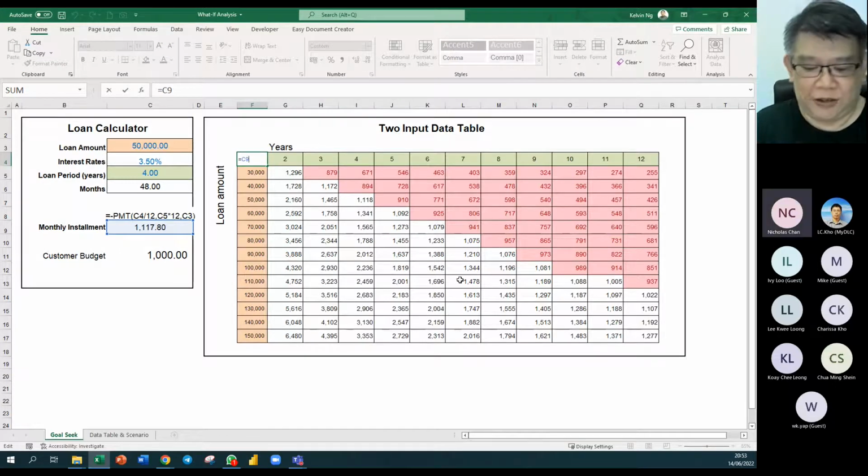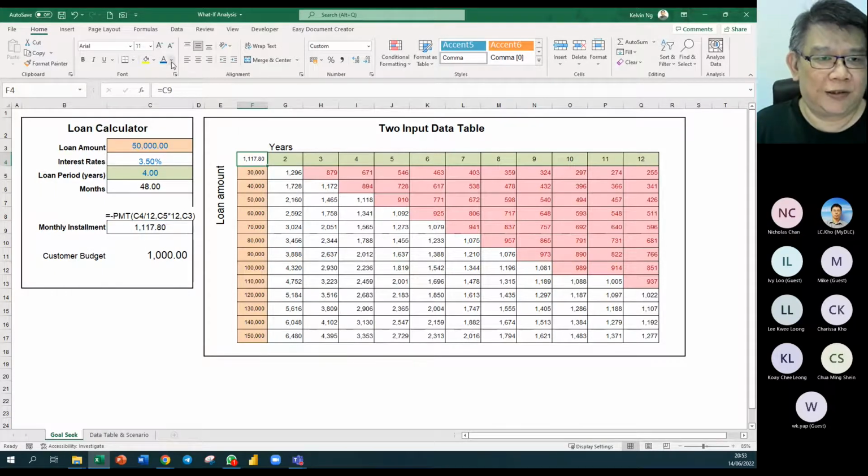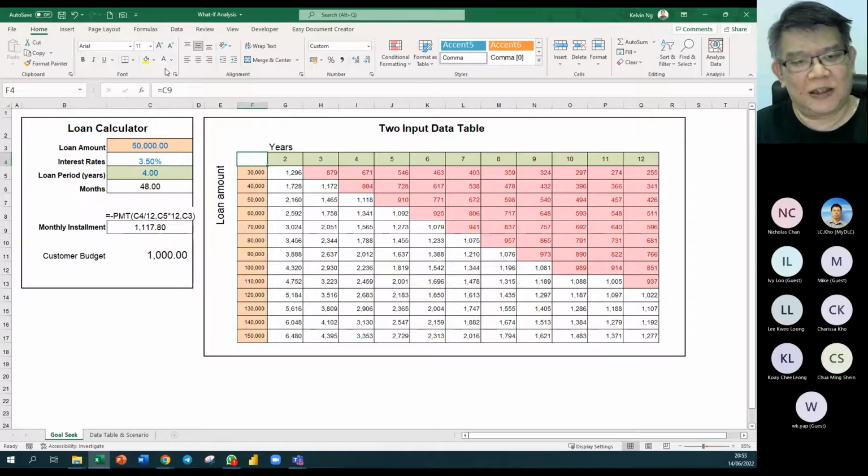If you don't want it to be seen, then you color it white. Nobody will know, but there is a formula inside there. Because if there's a number there, it creates confusion. You'll be asked, why is there a 117.8 there? So just turn it to white. Nobody will see, nobody will ask.